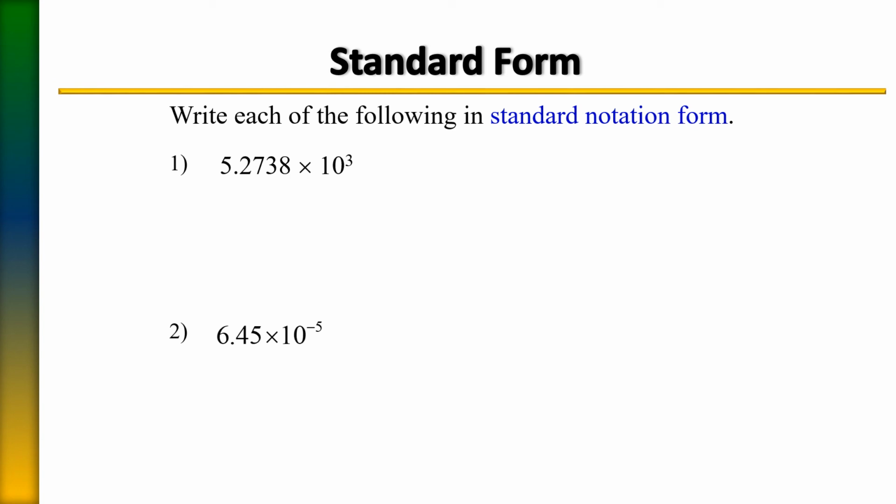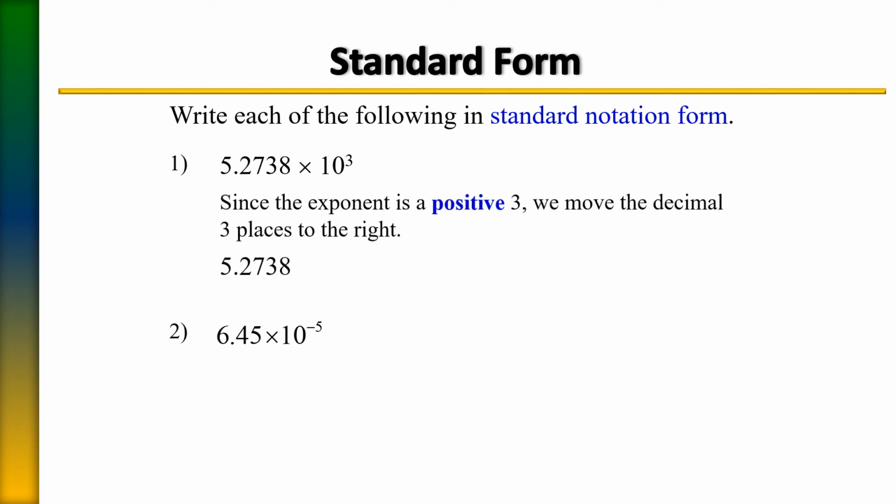5.2738 and our 10 base always tells us how many places we need to jump. So we're going to move 3 places to the right since it's a positive number. So from that decimal point, we move over 1, 2, 3. Whenever your decimal is sandwiched between two numbers, you keep the decimal. So your new number, once you move your decimal into its place, would be 5273.8. And there you have it. Moving from scientific to standard.